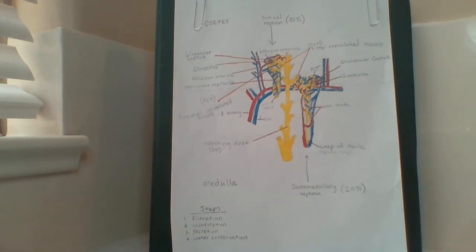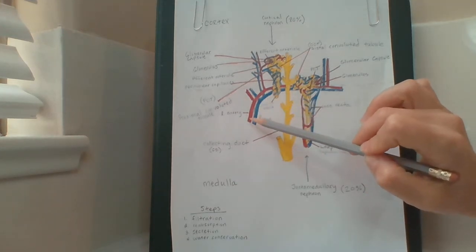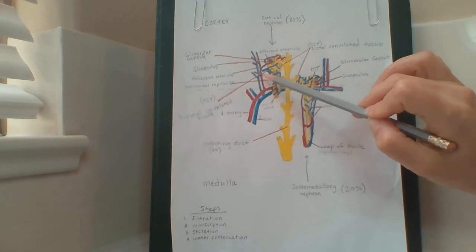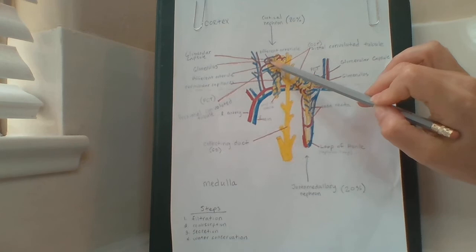Okay, so the urine formation is actually made with blood, and it is a 4-step process: filtration, reabsorption, secretion, and water conservation. We start with blood coming in through the renal artery, several other arteries, until eventually it hits the afferent arteriole, which leads into the glomerulus.